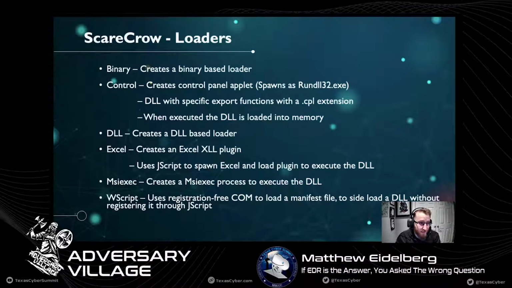So the Excel one creates an Excel plugin that when JScript is used will actually spawn an Excel process, load the plugin in, which will execute the DLL. Then an MSI feature that will actually create an MSI process to execute the DLL. And lastly, a WScript process to use a technique called registration-free COM and a manifest file to sideload the DLL in without actually having to register it to the system. There's a lot of great information and a lot more detail about these on the README for ScareCrow, which I'll provide a link for.